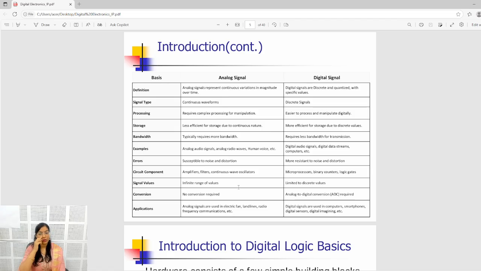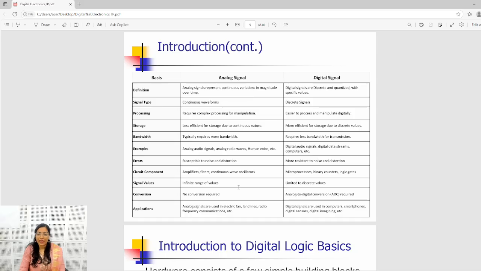Here we come forward to discussing the difference between analog and digital signal. So analog signals, as I said, represent continuous variations in magnitude over time, taking a value between a given range, whereas digital signals are discrete and quantized with specific values. The signal type in analog signal is a continuous waveform, whereas in digital signals it is discrete.